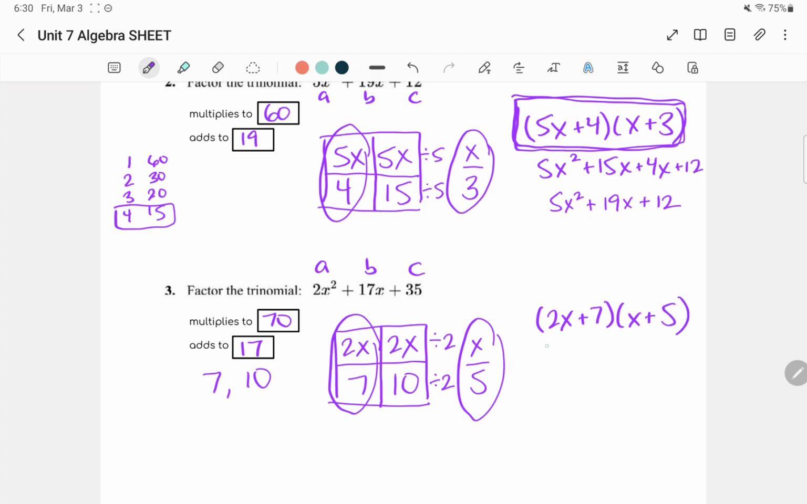And let's go ahead and double check. 2x squared. 2x times x is 2x squared. 2x times 5 is 10x. 7 times x is 7x. And 7 times 5 is 35. So 2x squared plus 17x plus 35. And I'm correct.